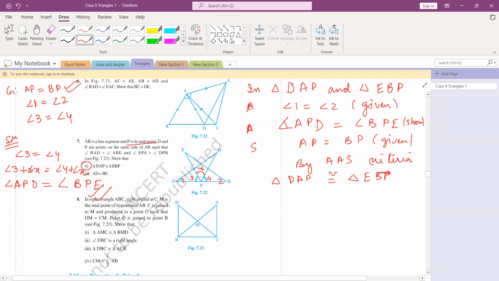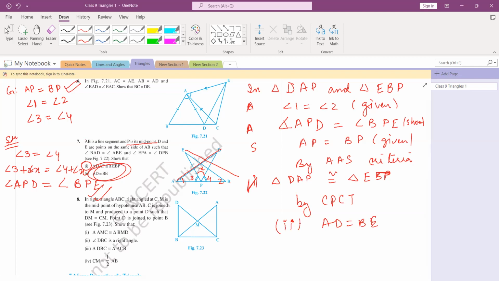Now, simple, we have to show the second, AD is equal to BE. So AD, I mean this side, and BE is this side. So simple, when the triangles are congruent, by CPCT, AD is equal to BE. So this is the first thing we have proved, and this is the second. You can give numbers. Last question of this exercise. This is also an important question.